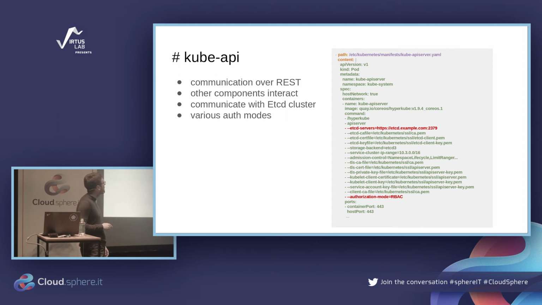Another component is the kube API. It will be loaded in the same way as kubeproxy by kubelet. Basically, it exposes a REST service for other components and users. This is the only component which communicates with the etcd cluster, and it has various auth methods. As you can see, we have a bunch of parameters in order to communicate with etcd and the authorization mode. In this example, we have role-based access control, which is the most fine-grained access control.